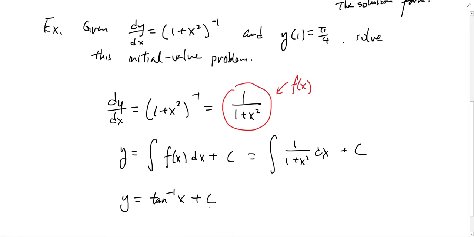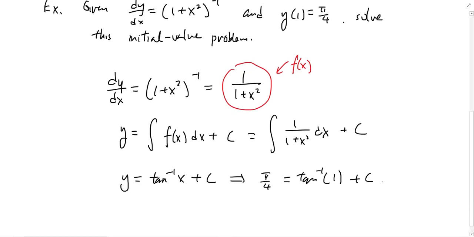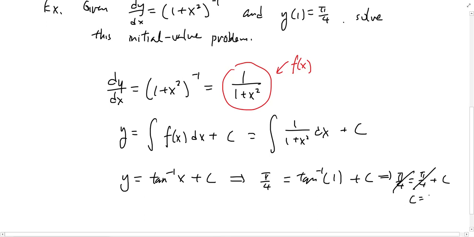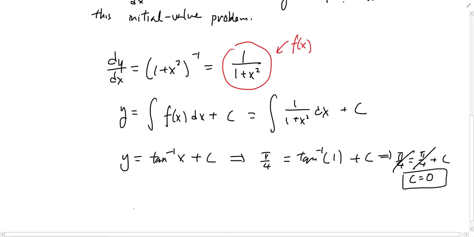And now what I need to do is basically find c. To do that, I'm going to plug in what I know. I know that pi over 4 is equal to tangent inverse of 1 plus c. Seems to me the tangent inverse of 1 just so happens to be pi over 4. Therefore, pi over 4 plus c equals pi over 4. C must be 0. So now I know my answer.